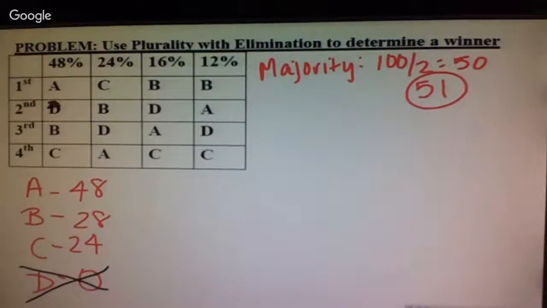Okay, so when I go to eliminate D, D didn't have any points to give away. So do these values change? No. Okay, so nothing changes. I still need to eliminate again. Who would be my next person? C. C is going to be eliminated now.